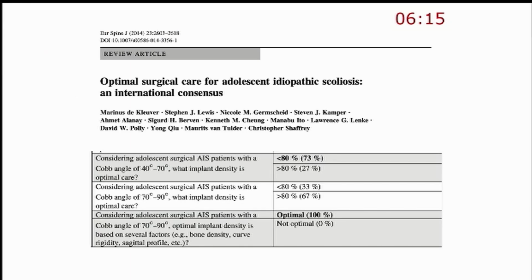This is a good study regarding the optimal surgical care, and they found that for curves within 40 to 70 degrees, whichever implant you use is acceptable. 73% of surgeons agree with this. For curves from 70 to 90 degrees, only 33% agree on low density, but most surgeons prefer the high density. And finally, for the Cobb angle of 70 to 90, the optimum implant density is based on several factors like bone density, curve rigidity, and sagittal profile.